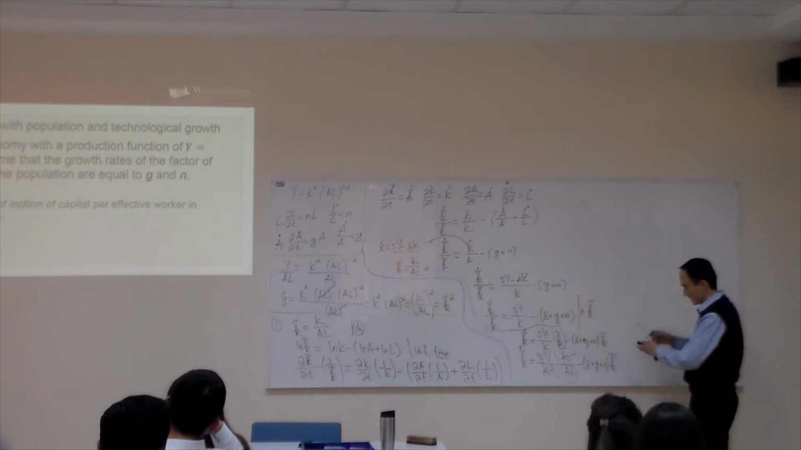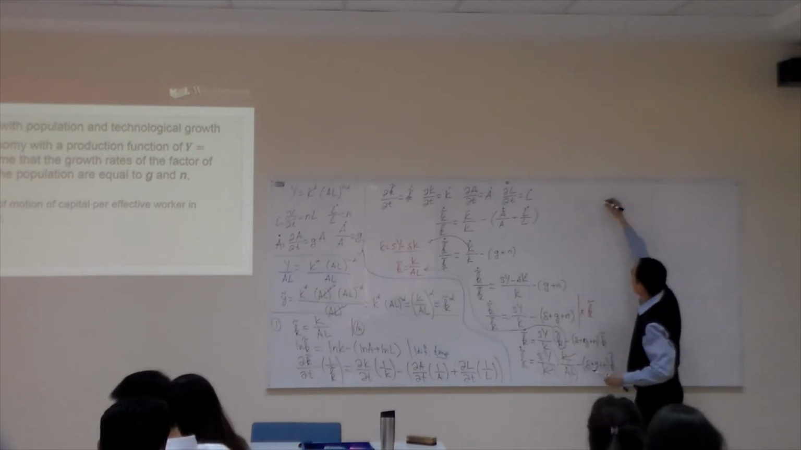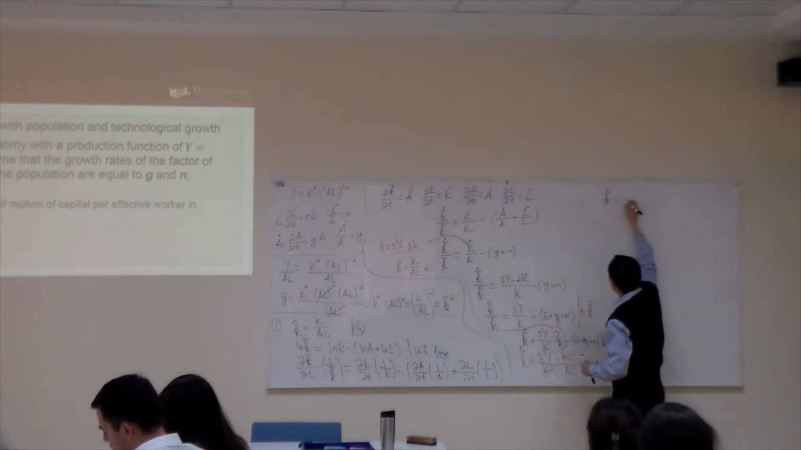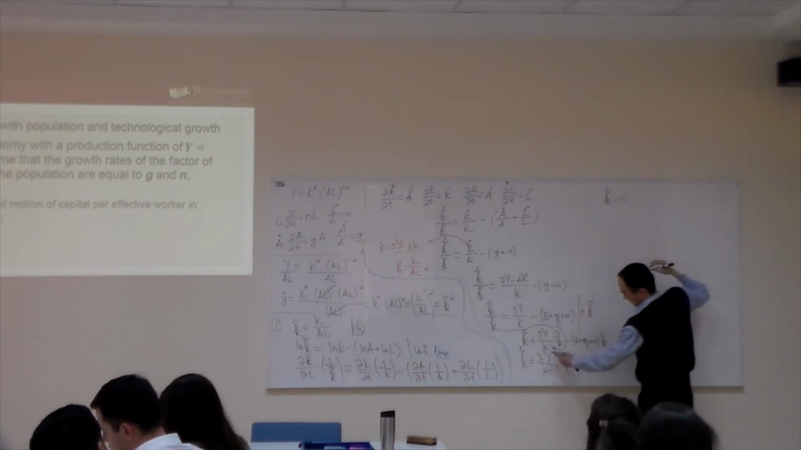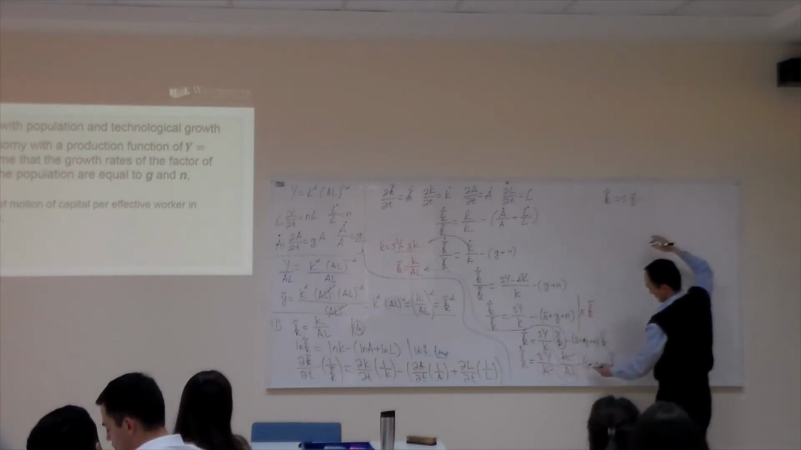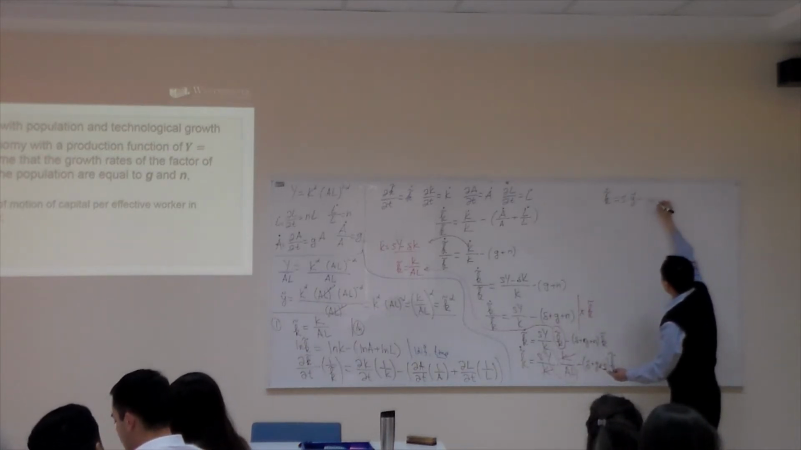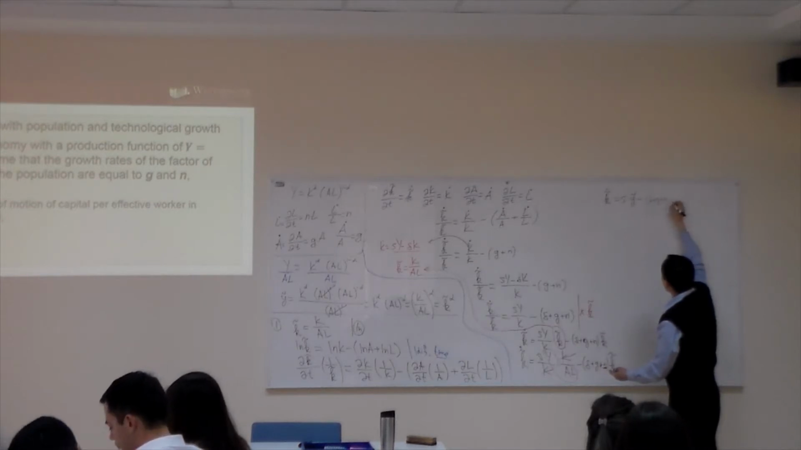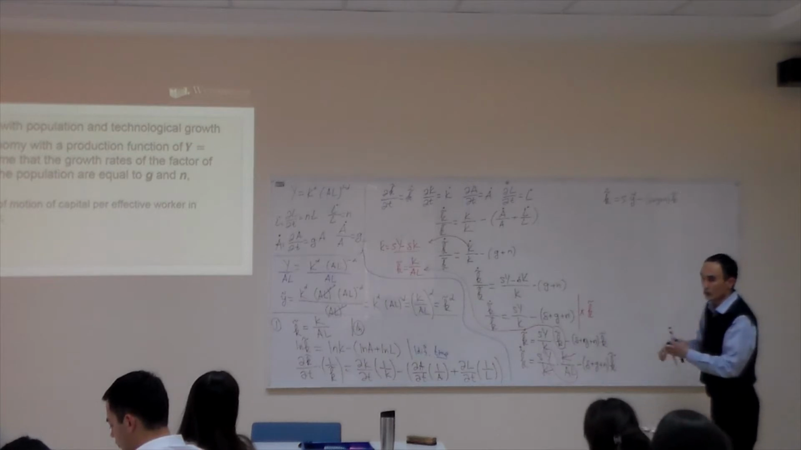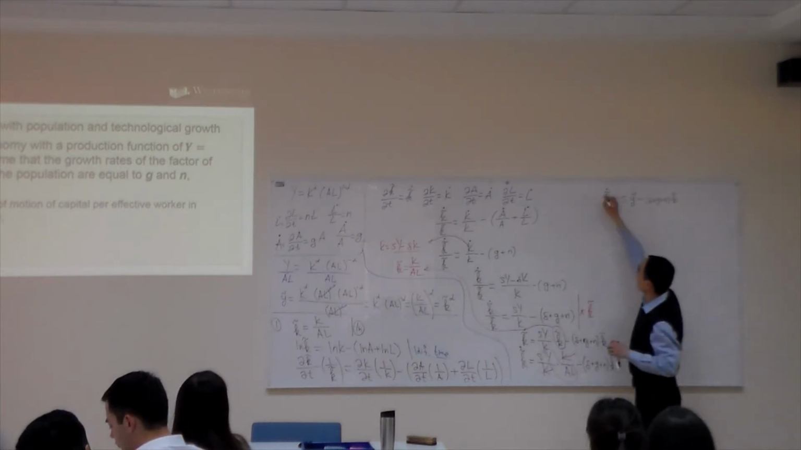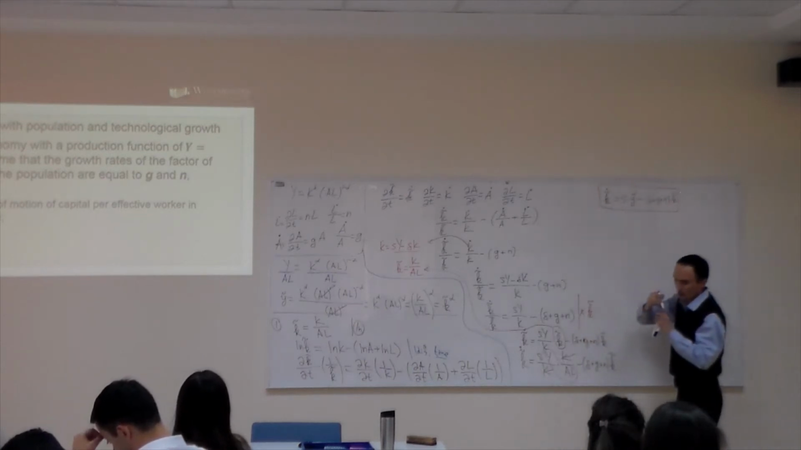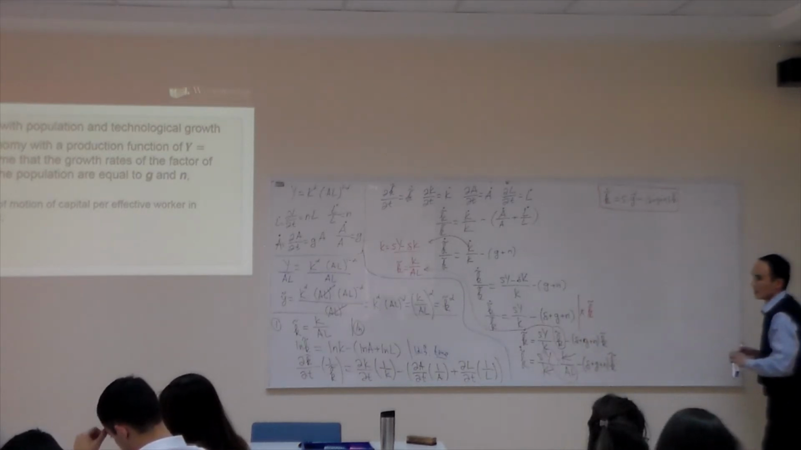We can write it as change in capital per effective labor is equal to saving rate times output per effective labor minus delta plus G plus N times capital per effective labor. So this is that Solow equation, the law of motion. The law of motion. Okay.